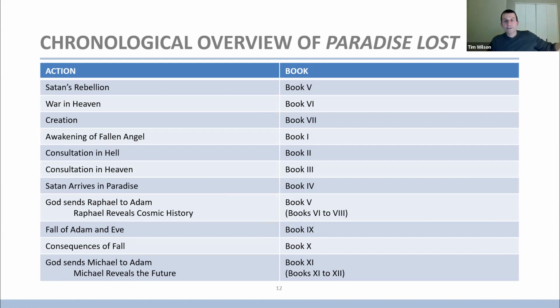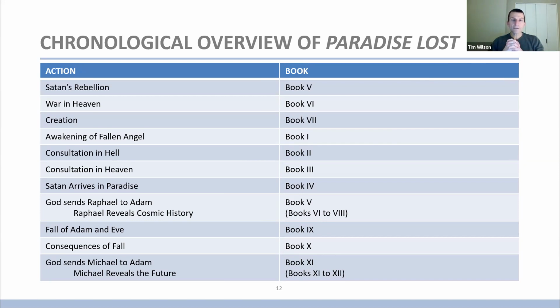The beginning of time begins with, before that, there was really no time. It was just this eternal bliss of angels reflecting God's goodness. And then the story begins with Satan rebelling and bringing down a host of angels. Then there's a war in heaven, which is described in book 6. Then there's creation. God creates the earth and the cosmos. That's described in book 7.